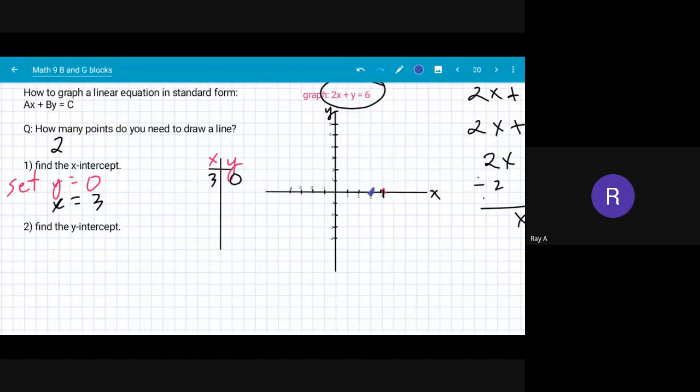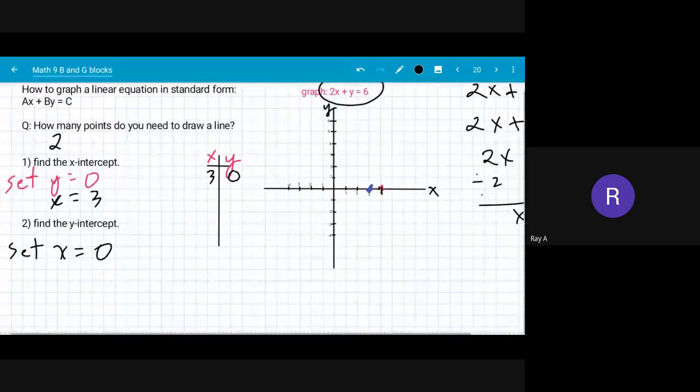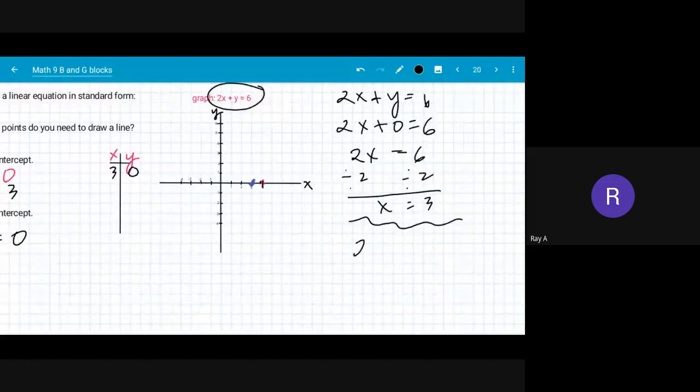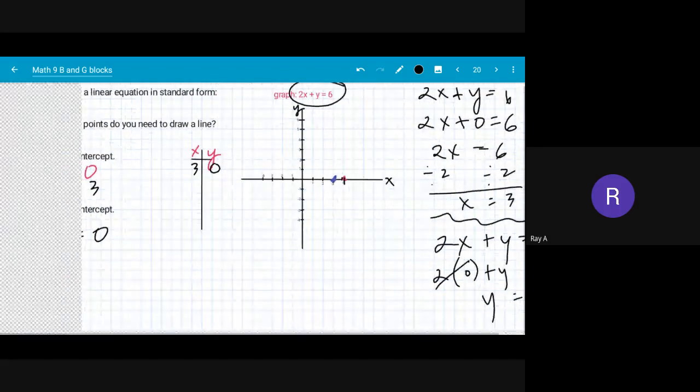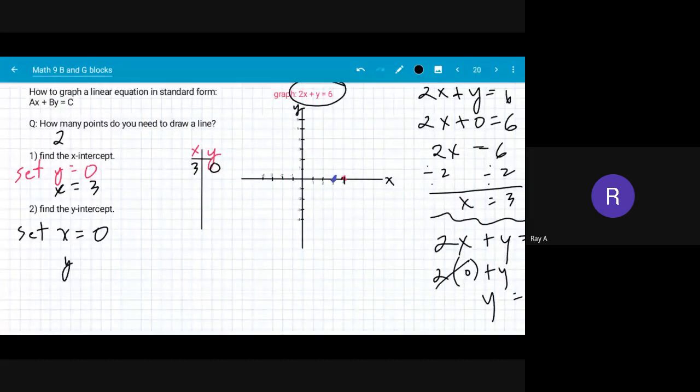Now, the next thing for us to do is to find the y-intercept. When it's the y-intercept that we're looking for, we will set x equal to 0. What does it mean? In the equation 2x plus y equals 6, we are going to replace x with 0. So 2 times 0 plus y is 6. This cancels out. Y is 6. So if x is 0, y is 6, in your input-output table.